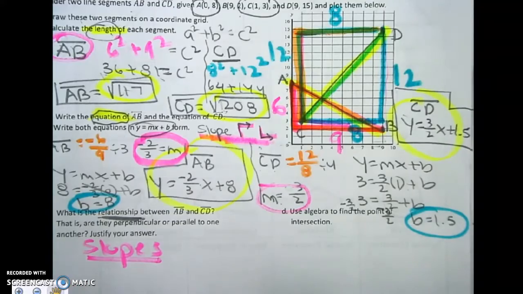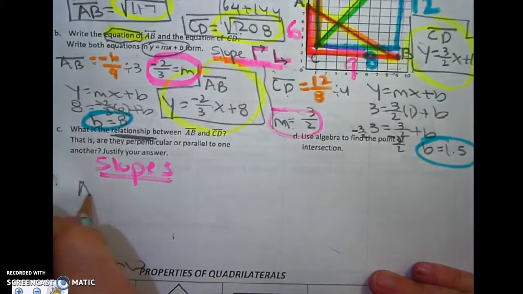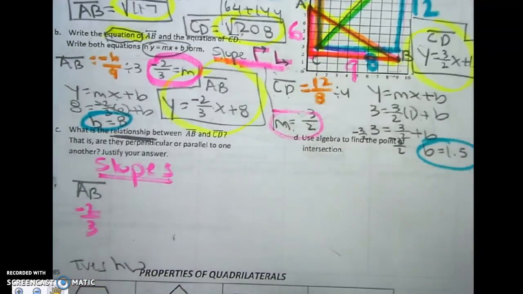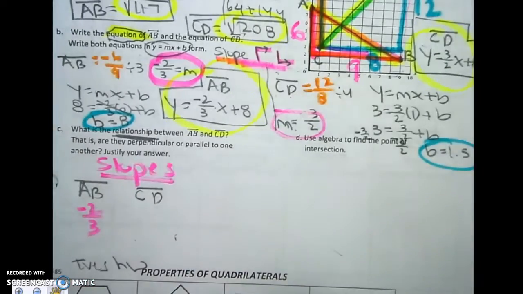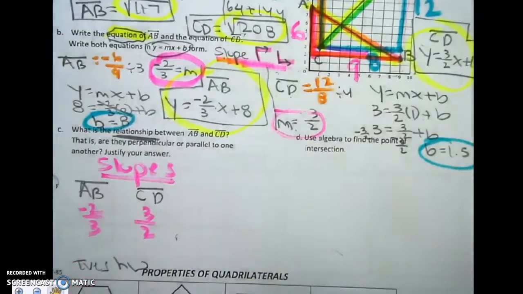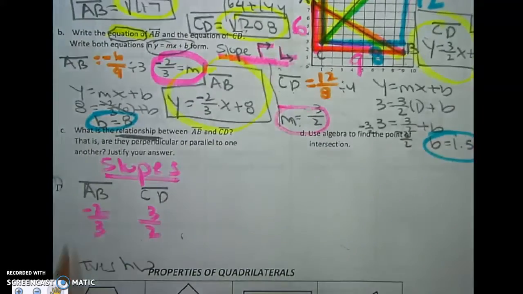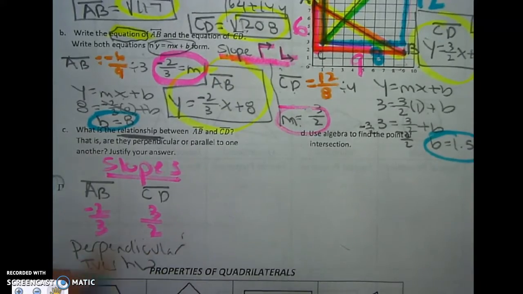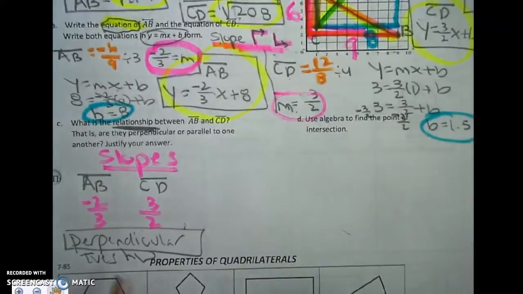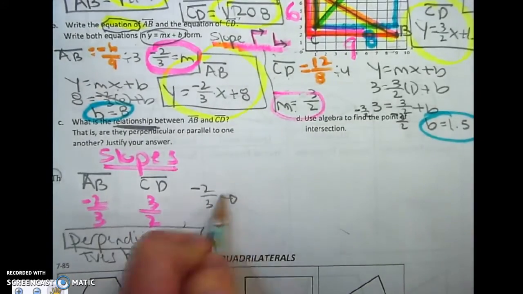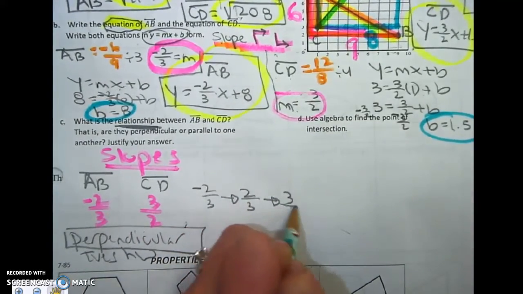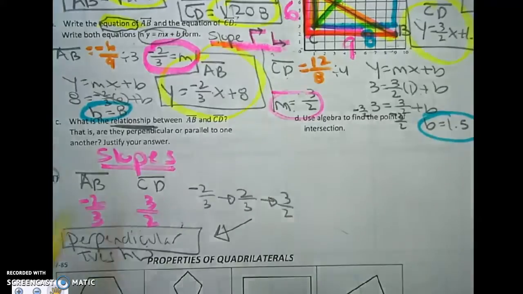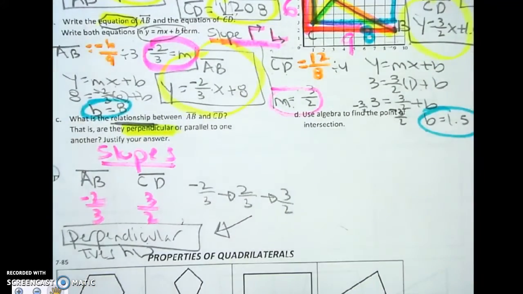So here for AB, lift this up, your slope is negative 2 over 3. And here, the slope for CD is 3 over 2. I don't know if you guys remember doing this, but they are perpendicular to each other. Remember what perpendicular means. It means you take this number, do the opposite, and then flip it. Boom. That's perpendicular. Okay? And there's the perpendicular right there.